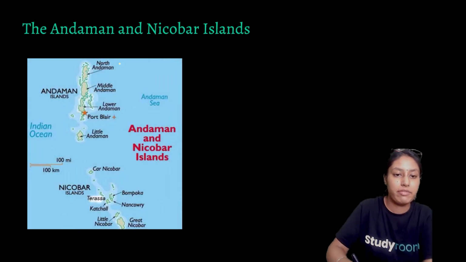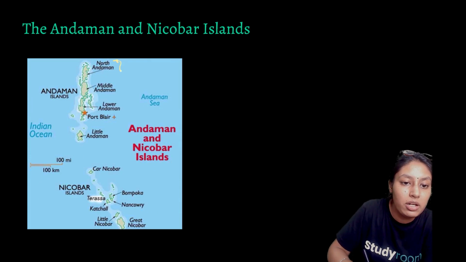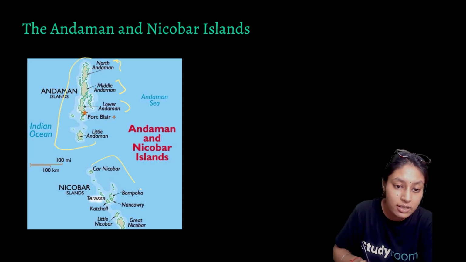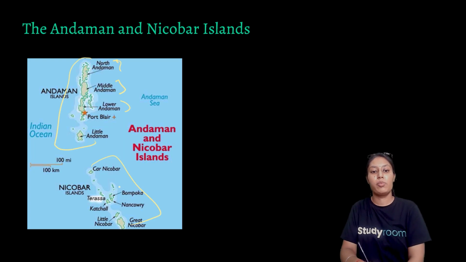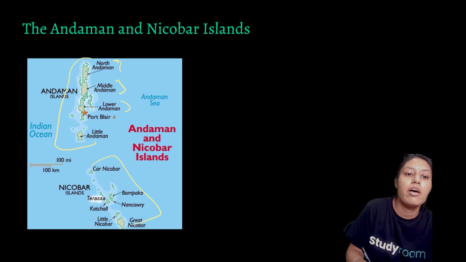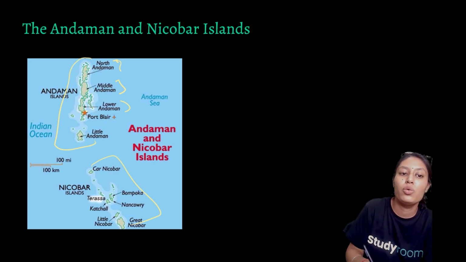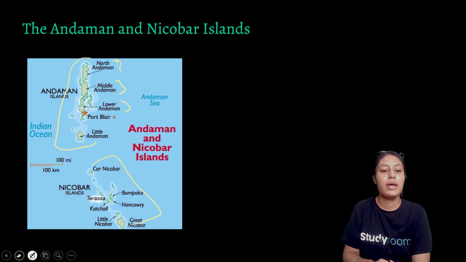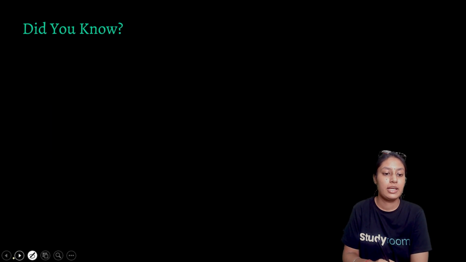Yes, so here we have North Andaman, Middle Andaman, and South Andaman, and this part is together called Nicobar. Together, they are known as Andaman and Nicobar, but like Lakshadweep, they have their separate names as well.